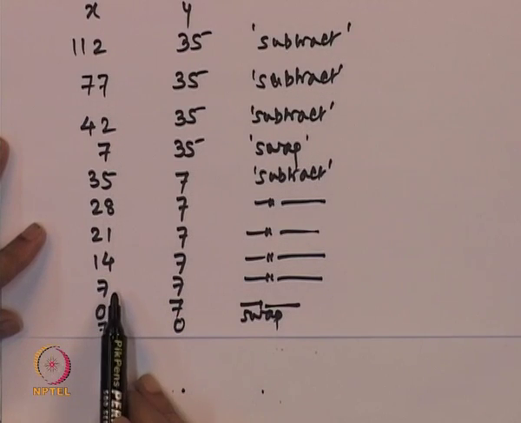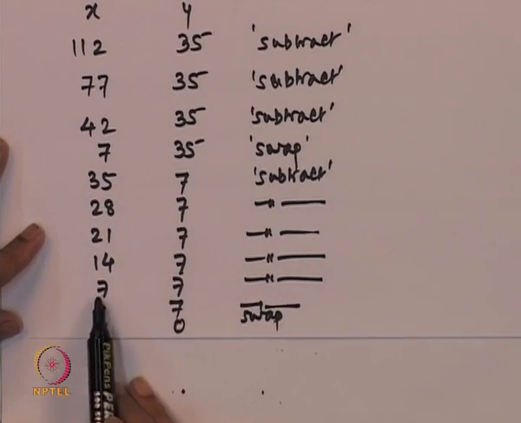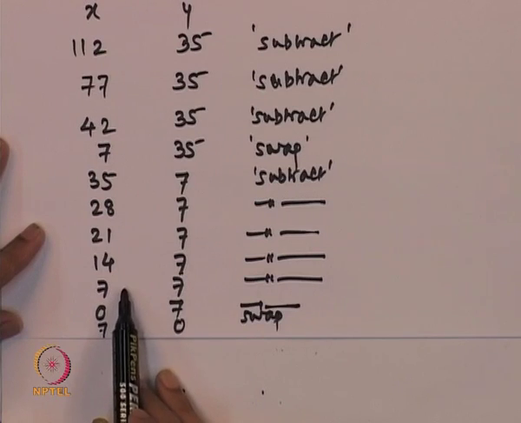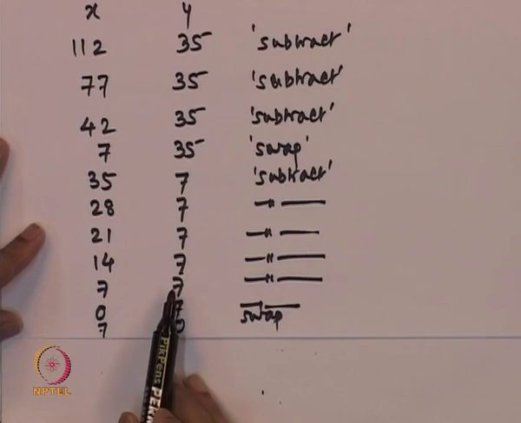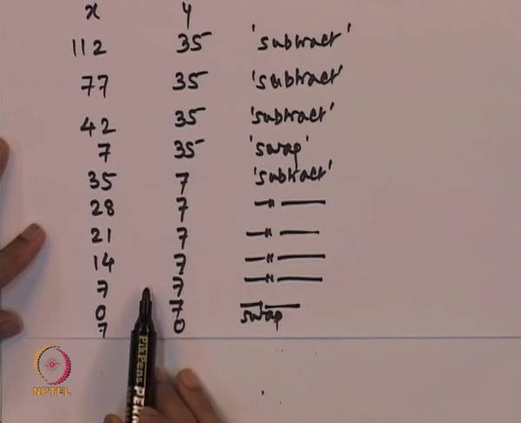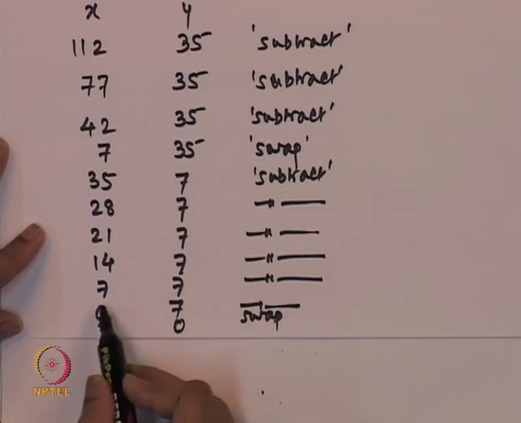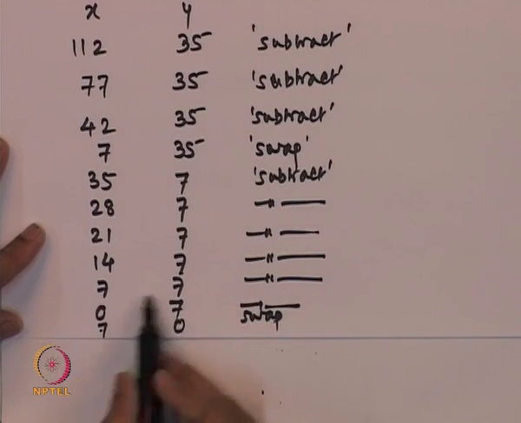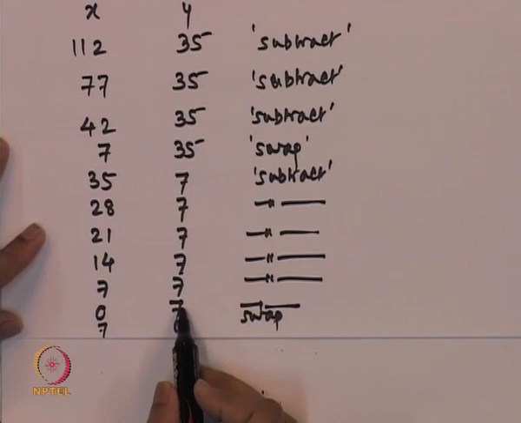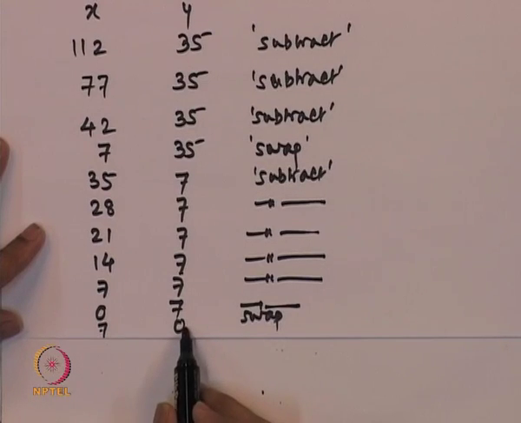Here you notice the last step. We were here some time ago at the step 7, 7. 7 resulted from 14 minus 7. Now, x is still greater than or equal to y, so we do not have an x less than y situation for swapping. So, we subtract. 7 minus 7 is 0 and 7 remains over here. But now, we have x less than y. So, we swap, 7 comes over here, 0 comes over here.